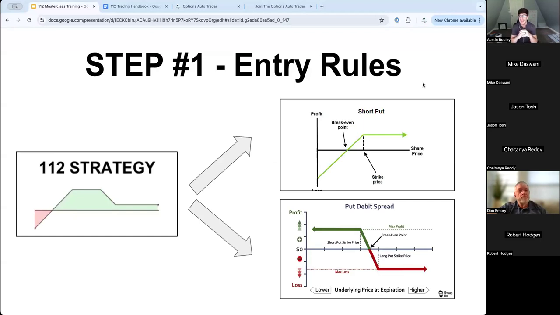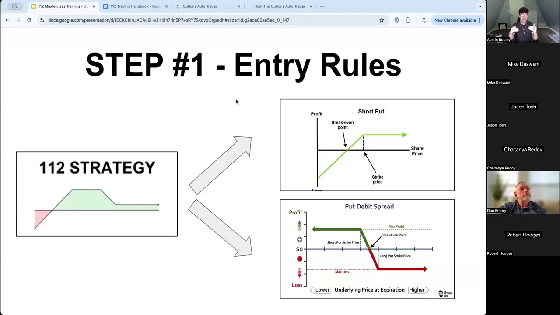A 112 is made up of two different types of trades. What I love about this is that we can actually break down what is going on here. A 112 is a short put at the base of the trade. For those of you who don't know what a short put is, I can explain it in a very simple way. A short put is betting that a stock will stay above a certain level. That's all it is. So you're saying, hey, the stock is trading at 100. I bet the stock will stay above 50. If it does, you make money. That means if the stock goes up, you make money.